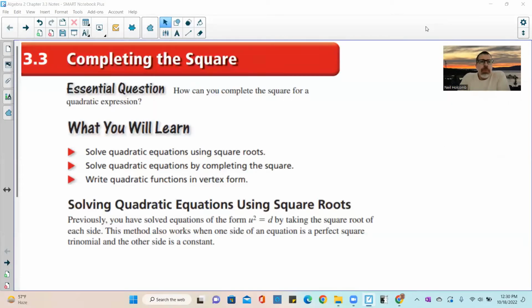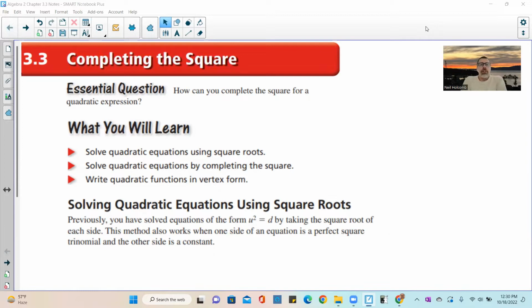Okay, chapter 3.3, completing the square. Essential question: how can you complete the square for a quadratic expression? How can you complete the square when you don't know what completing the square is? Well, we'll learn. What you will learn this chapter: solve quadratic equations using square roots, solve quadratic equations by completing the square, write quadratic functions in vertex form.